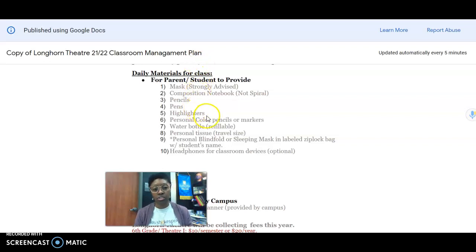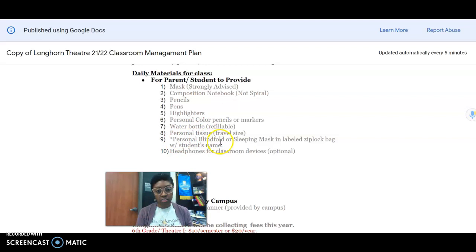Pencils, pens, highlighters, personal colored pencils and markers, and a refillable water bottle, because we have the refillable bottle water fountain, but we are not allowed to use the other water fountain. So it's really important to have a water bottle, especially for us because we'll be running around and doing different things sometimes, and we need to stay hydrated.